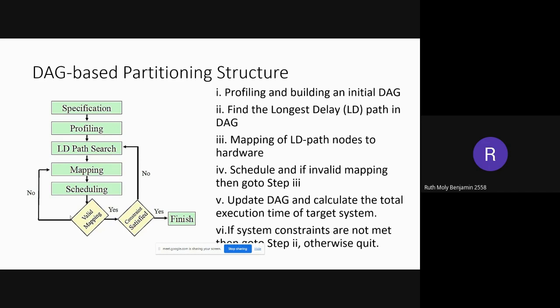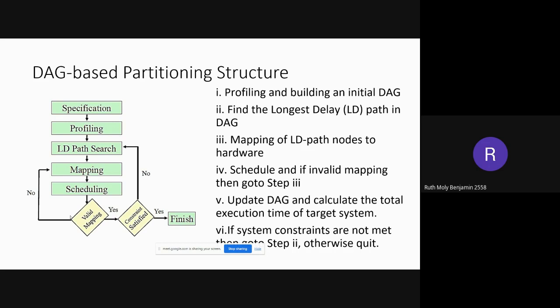And then you need to map this longest delay path's nodes to the hardware. This is where you combine the software part as well as the hardware part. First you find the longest delay path using software, and then you map these longest delay path nodes to the hardware. The fourth part is schedule, and if invalid, mapping. If the mapping between the software part and the hardware part is invalid, then you go back to step 3, that is, you start mapping again.